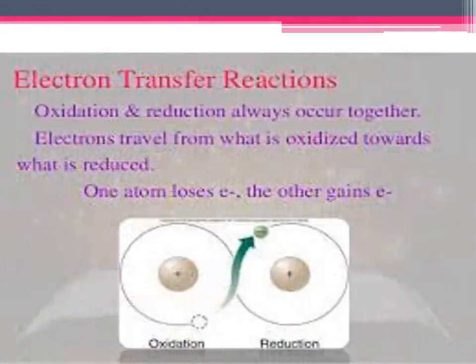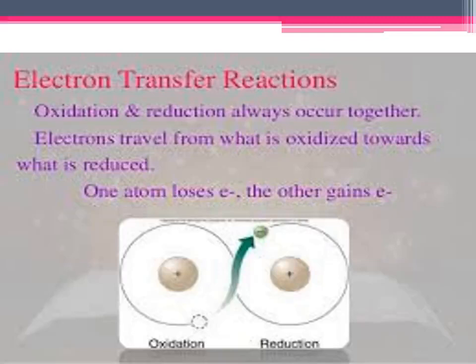Now, another one is electron transfer reaction. In this, oxidation also happens, reduction also happens. The electron travels from what is oxidized to what is reduced. One atom loses electrons, the other atom gains. We used to say LEO GER: loss of electron is oxidation, gain of electron is reduction. So, in electron transfer reaction, both processes happen.